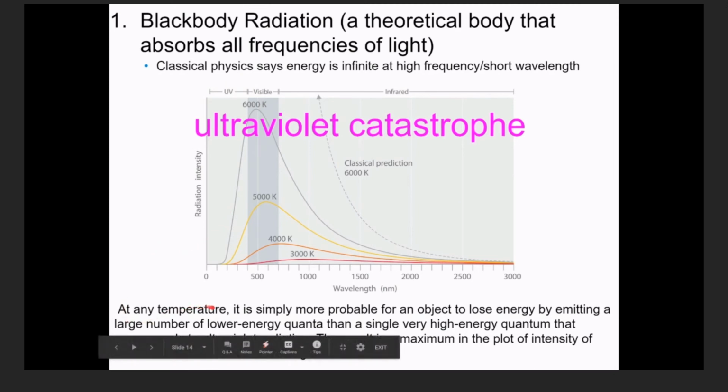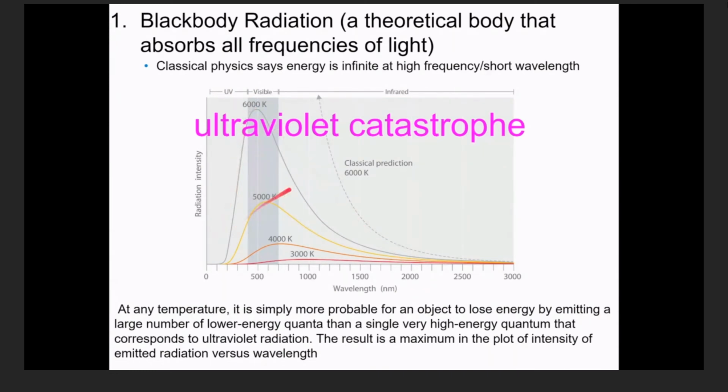At any temperature, it is simply more probable for an object to lose energy by emitting a large number of lower energy quanta than a single very high energy quantum that corresponds to ultraviolet radiation. So rather than losing that full energy at once, it's going to lose little packets of energy instead. And the result is a maximum in the plot of intensity of emitted radiation versus wavelength. So this maximum here: it's lower, comes up, goes down. So this is the black body radiation.